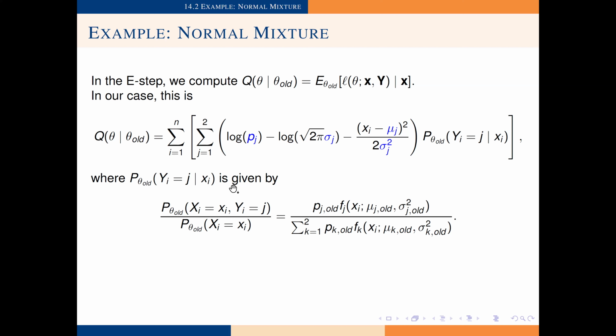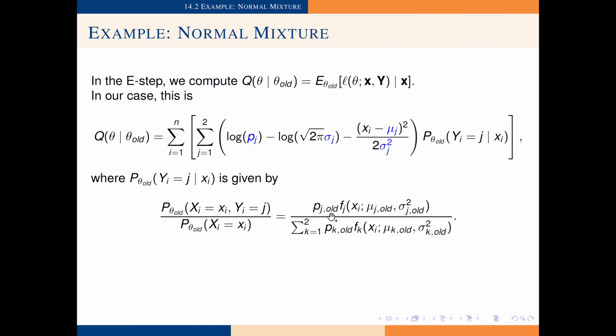We know that this will be given by the joint divided by the marginal, or you can see that the numerator over here is essentially the population membership probability from the last iteration, pj old.